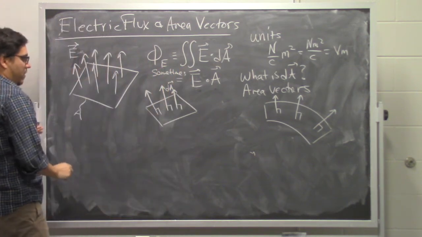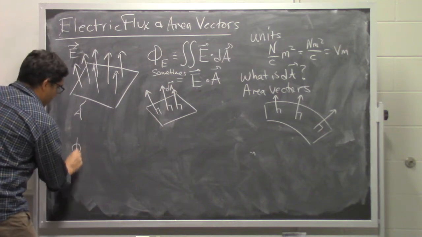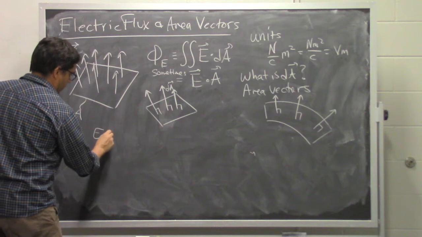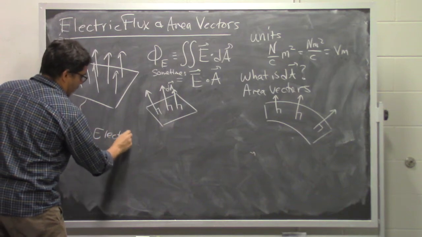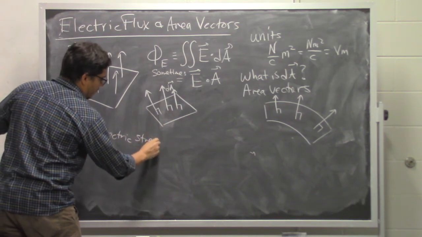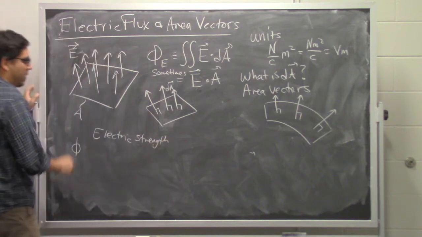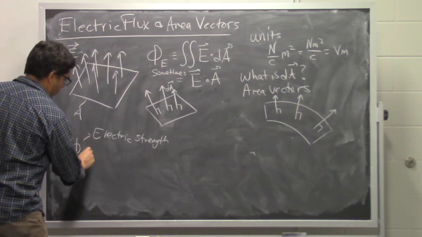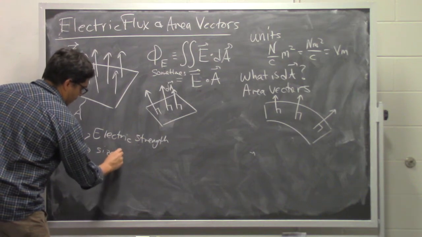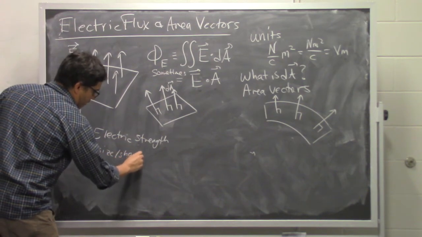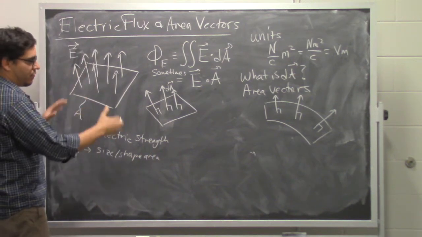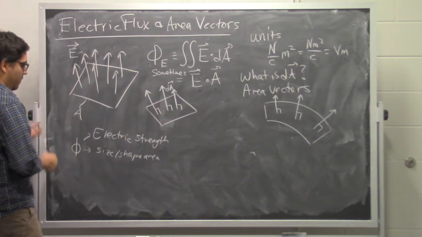Now, this flux idea depends on several quantities. First, it depends on the electric field strength, so how strong the electric field is at the location of the surface over which you're dealing with it. The other thing that it depends on is the size and shape, really, of the area that you're concerned with. So is it a flat shape? Is it a curved shape? How big is it? And so forth.